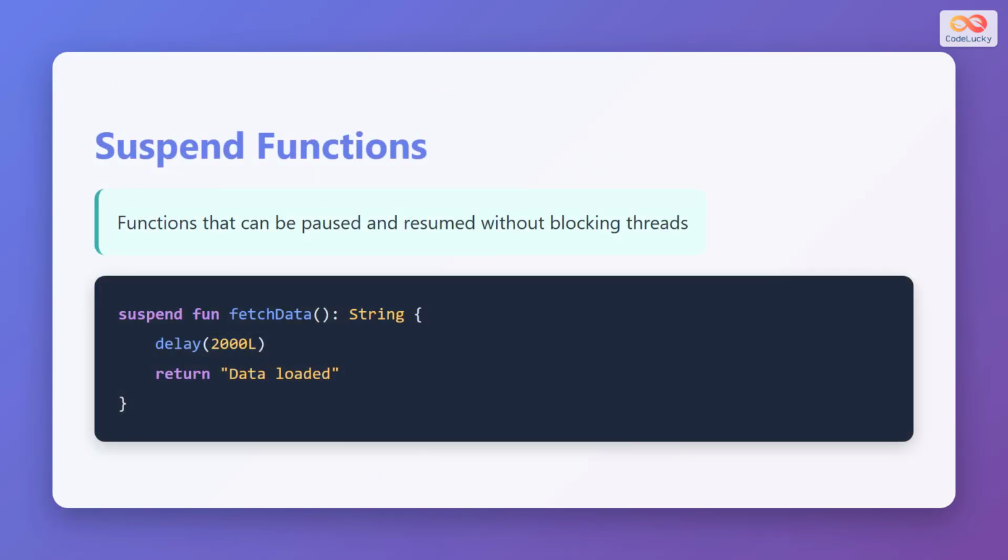Suspend functions are the building blocks of coroutines. These are special functions that can be paused and resumed without blocking threads. You define a suspend function using the suspend keyword before fun. In this example, fetchData is a suspend function that returns a string. It calls delay for 2000 milliseconds to simulate a long-running operation like a network request. The key difference from regular functions is that suspend functions can only be called from other suspend functions or from within a coroutine. This is what makes them safe and efficient for asynchronous programming.